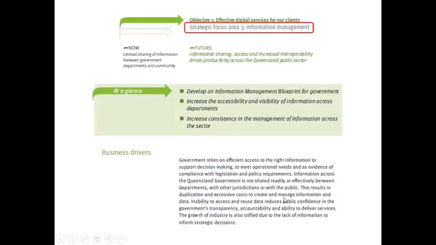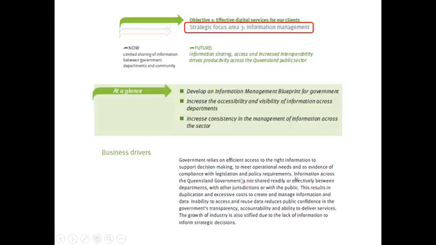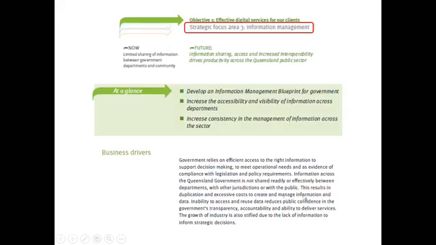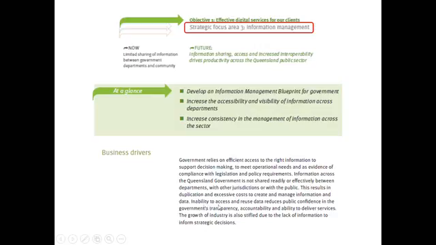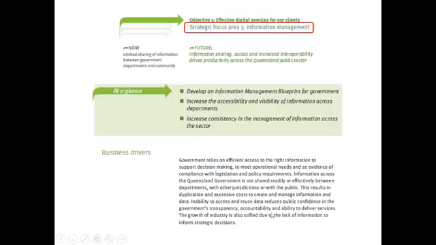So for example, they understand that information across the Queensland government is not shared readily or effectively between departments. This results in duplication and excessive cost to create and manage information. They also realize that the inability to access and reuse data reduces public confidence in the government, transparency, accountability, and so on and so forth.